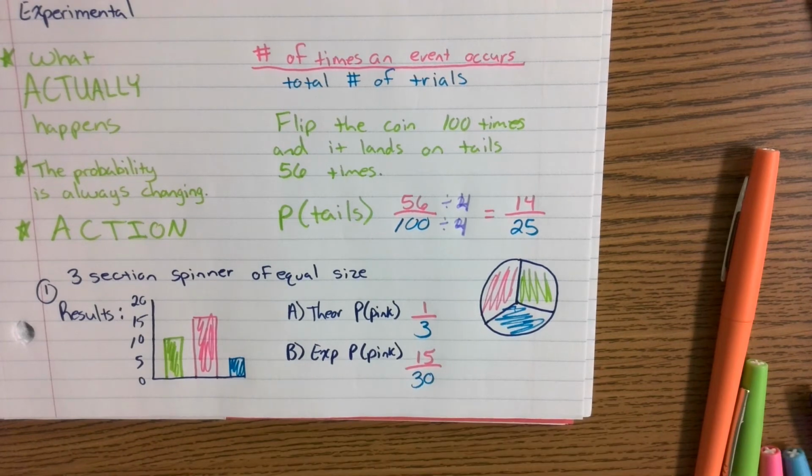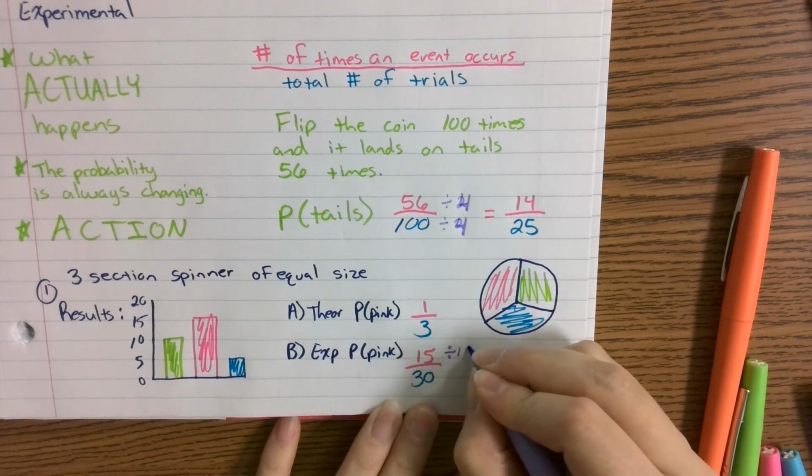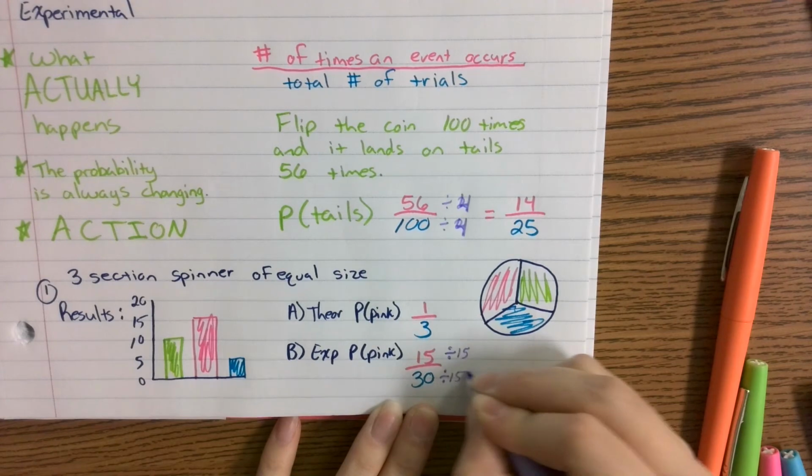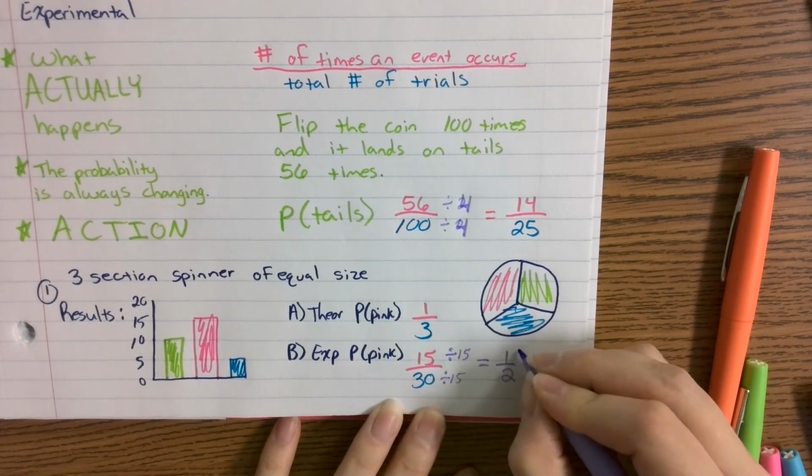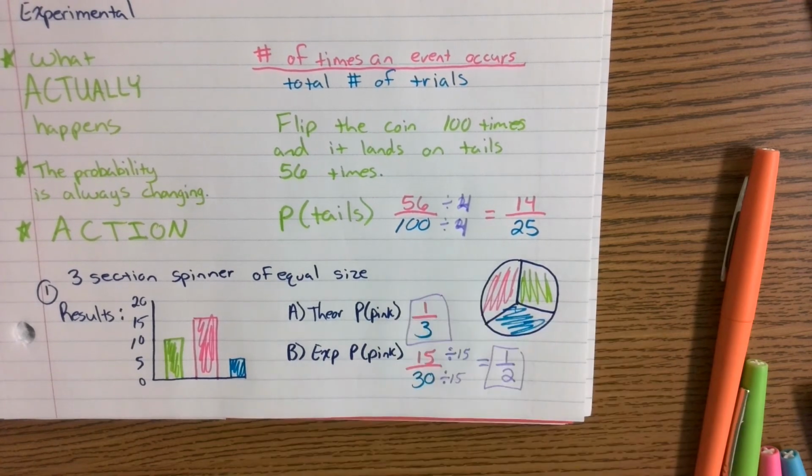15 out of 30 can be simplified. They are both divisible by 15. And you're going to get 1/2. Okay, so theoretical probability is 1/3. Experimental probability was 1/2. Give you about 30 seconds to get that copy down, and then we're going to move on.